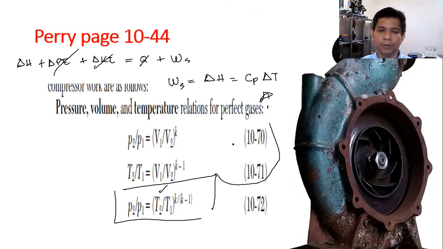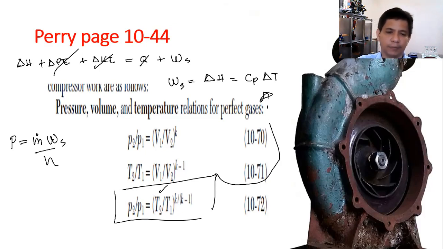After you have the head, you can calculate the horsepower by using the power equation. The power equation is mass flow rate times WS, divided by the efficiency. Just convert this to horsepower. So that's the basics of horsepower calculation in a compressor. Let's try to apply this in a sample problem.